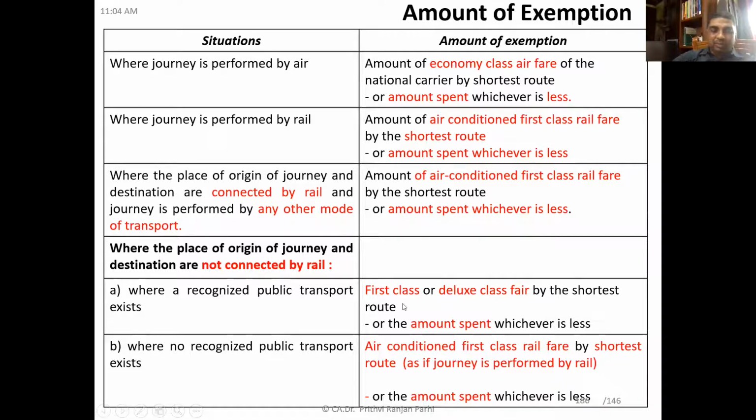Now come to the next situation where we are seeing this place of journey, that is the origin of the journey, and destinations are not connected by rail.